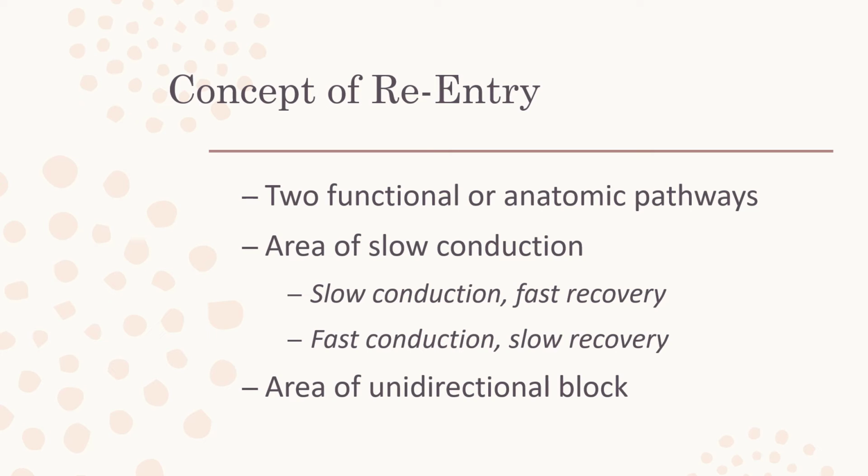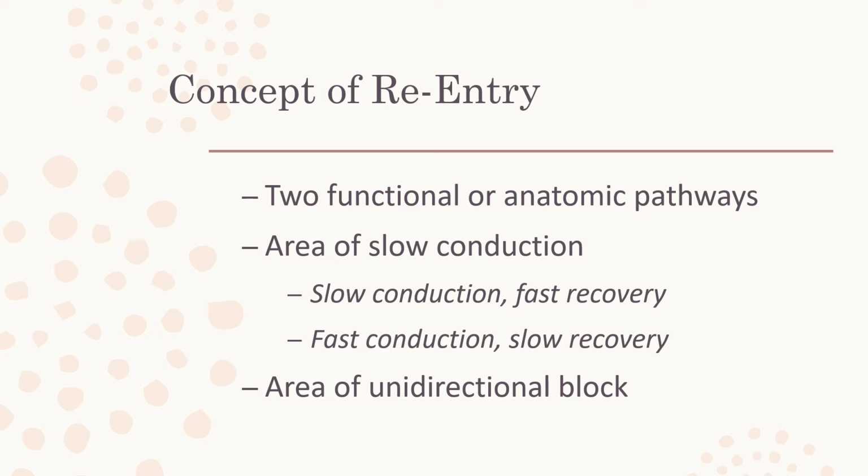They have congenital issues with their heart, and they have two functional or anatomic pathways of conduction. One pathway has slow conduction and fast recovery, and the other pathway has fast conduction and slow recovery, and there's an area of unidirectional block. This is a really complicated concept to wrap your head around.